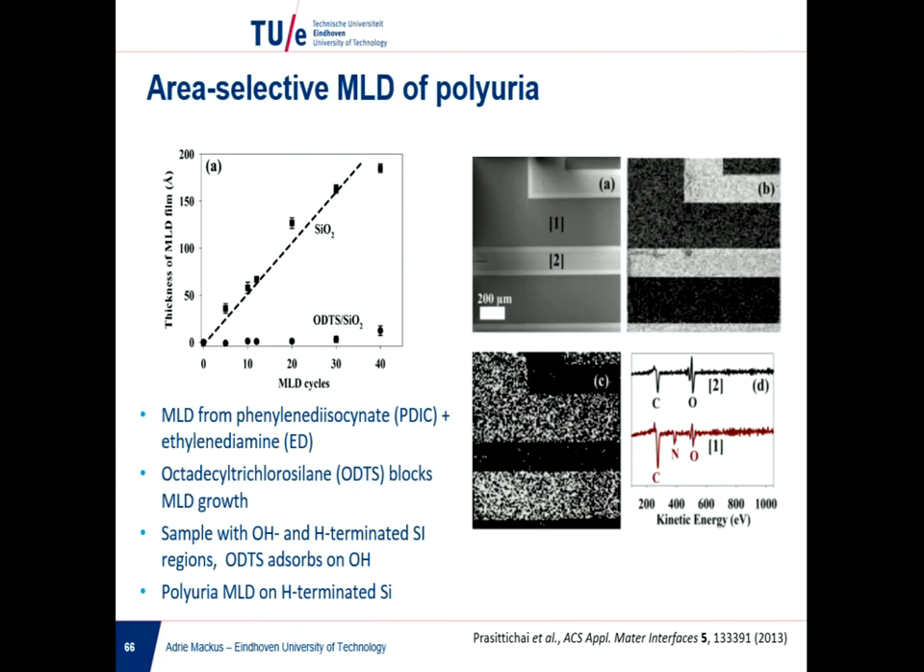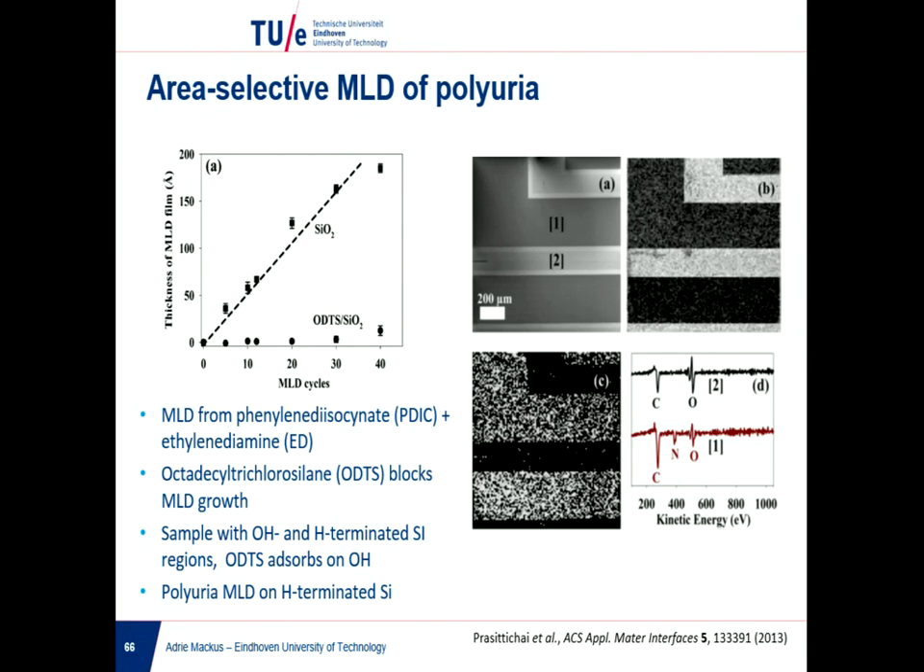So this is then an example from the literature. Here they use, this is also for MLD, by the way, again polyurea. In this case, they use the sample with hydrogen terminated and silicon oxide hydroxyl terminated regions, and then this octadecyl trichlorosilane, what we just discussed, adsorbs on the hydroxyl terminated regions, and then you can do MLD selectively on the hydrogen terminated regions.